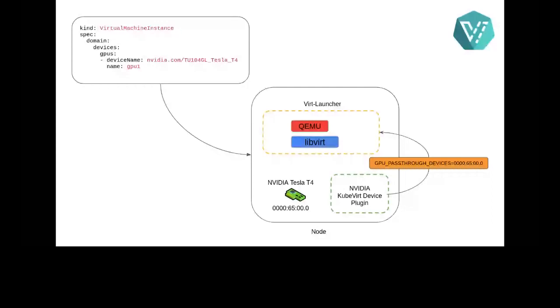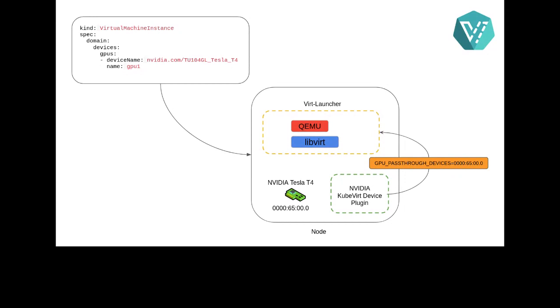On the other side, when the user requests to start a virtual machine with the GPU assigned to it, they have to post a virtual machine instance spec requesting the desired device by its resource name. This results in a virt-launcher pod being scheduled on the node where the desired device exists. And the device plugin in turn will allocate the device on the node and move it into the container.